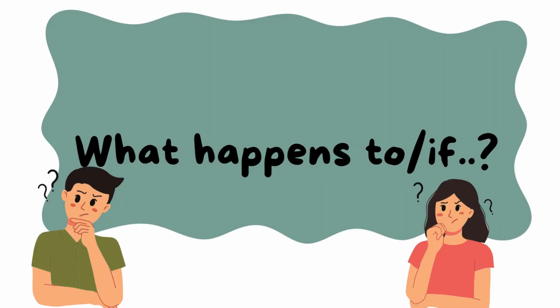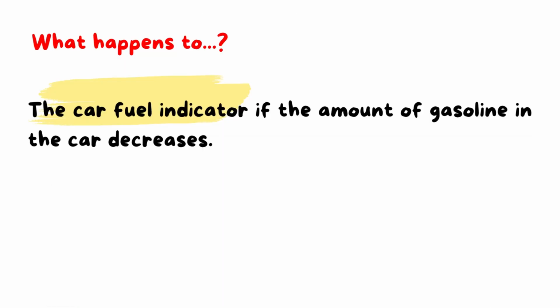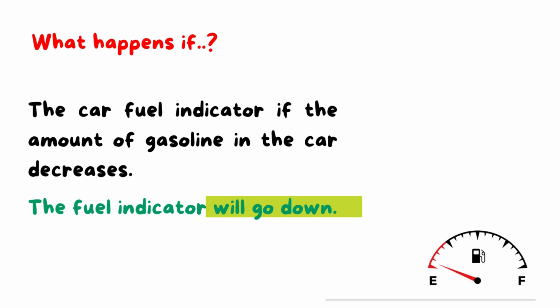So now we will go to what happens to or what happens if, okay? First we have: what happens to the car fuel indicator if the amount of gasoline in the car decreases? We know the car fuel indicator. What happens to this car fuel indicator when the amount of gasoline in the car decreases? Okay, so the fuel indicator will go down. I want you to keep this expression, will go down.